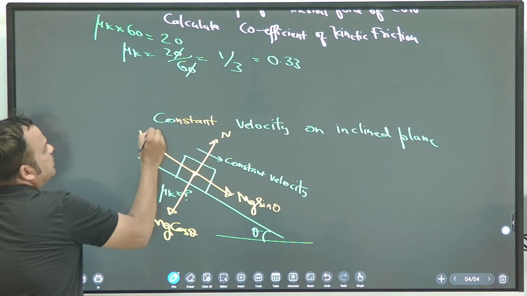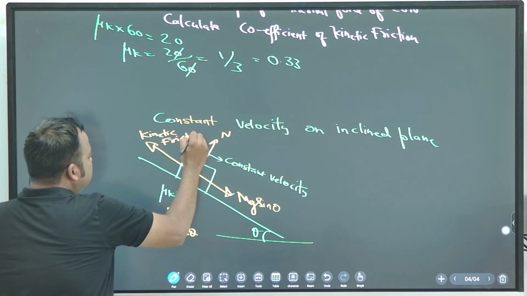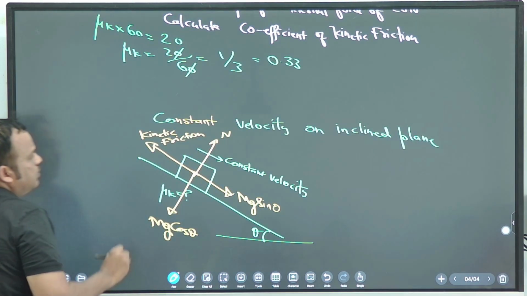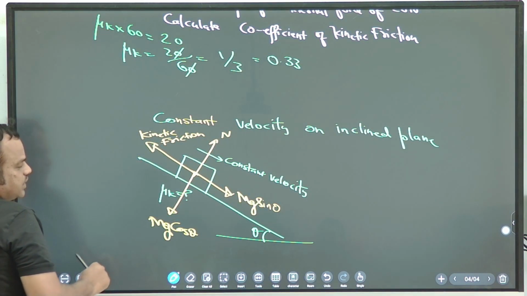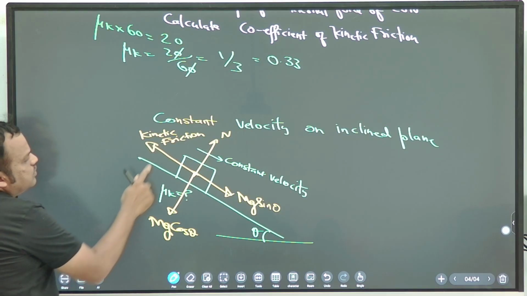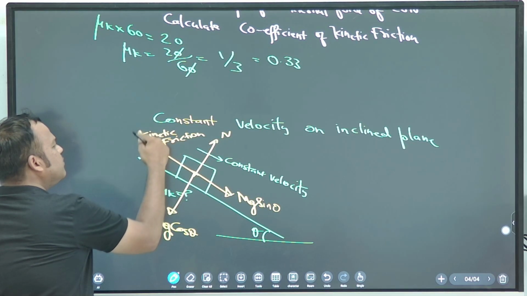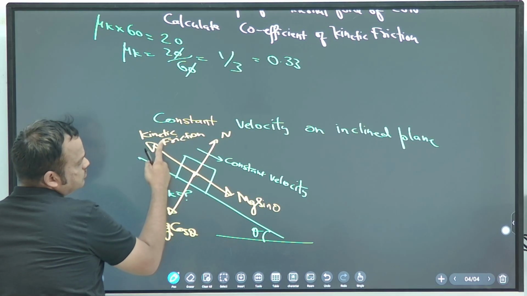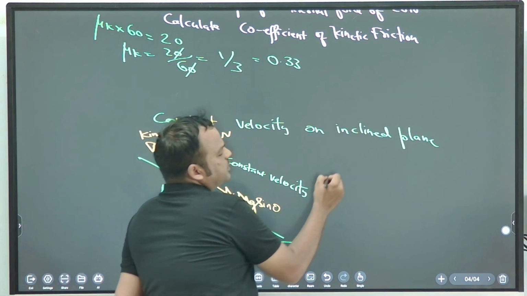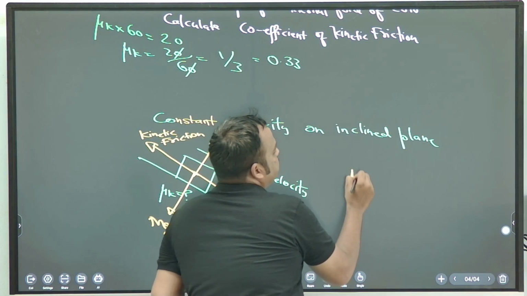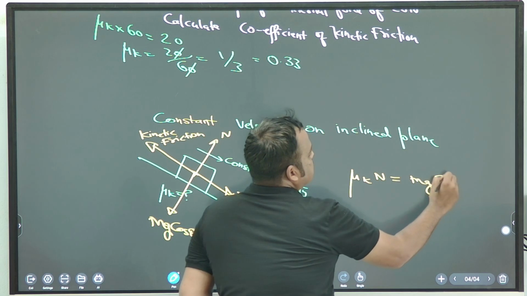And kinetic friction? Kinetic friction, because it is moving with constant velocity. So friction is kinetic. Constant velocity means net force 0. So what is the value of kinetic friction? Mg sin theta. And what is the formula for kinetic friction? Mu k n. Very good.